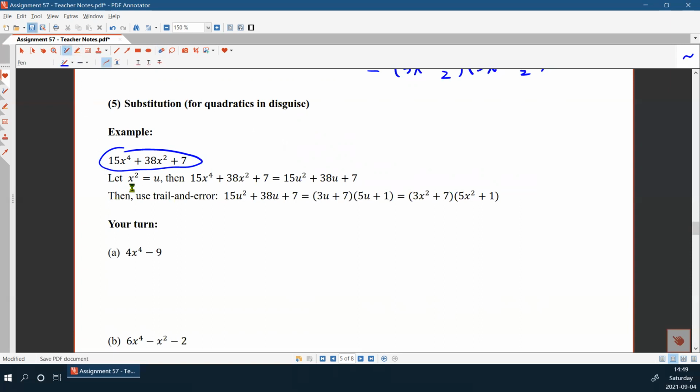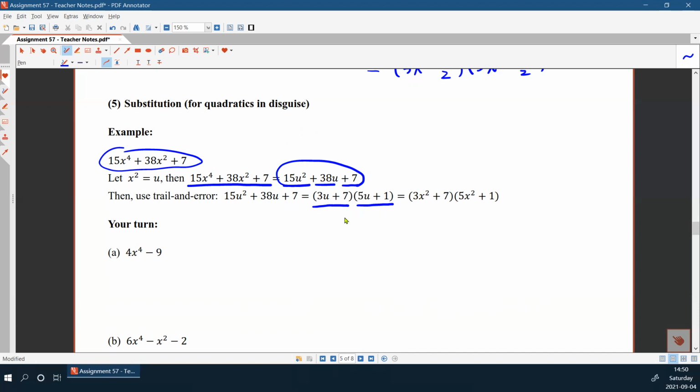So if we let x squared be u, then the original expression can be rewritten as 15u squared plus 38u plus 7. This is a quadratic for u, right? So we can try to factor this expression first, which can be written as 3u plus 7 times 5u plus 1 by using the trial and error method, right?